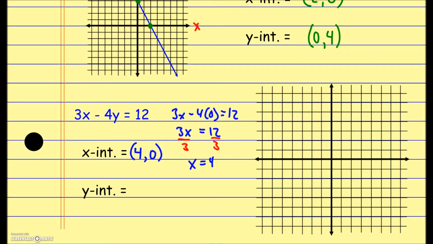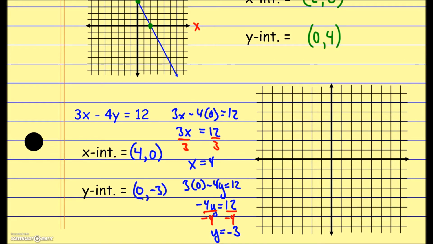I do the same thing for the y-intercept, except this time I plug a 0 in for x. So I plug a 0 in for x. And when I do that, of course, that first piece is gone, so I just have a negative 4y equals 12, and I divide each side by a negative 4. And I find out that y equals a negative 3. And again, I write that as an ordered pair. That's the y value is negative 3. That's when the x value is 0. So it's the ordered pair 0, negative 3.